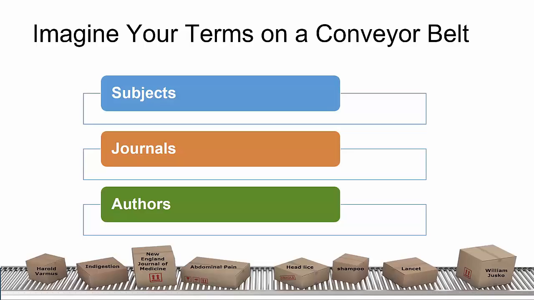Finally, each term is also searched in all fields. So you may remember a few slides ago, we saw the term indigestion was also searched in all fields, even though it had mapped to a MeSH term. And PubMed does this additional processing to ensure it doesn't miss any relevant results for you.